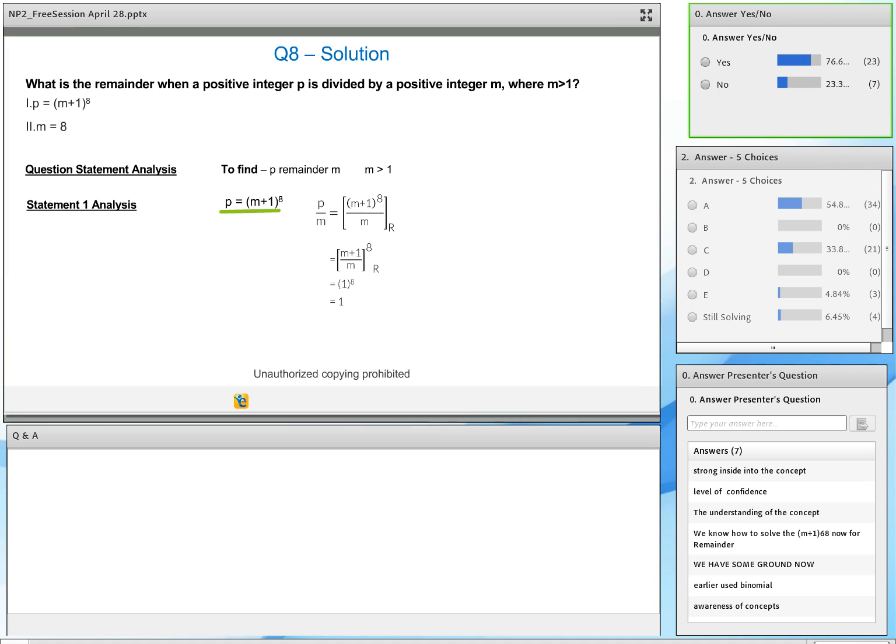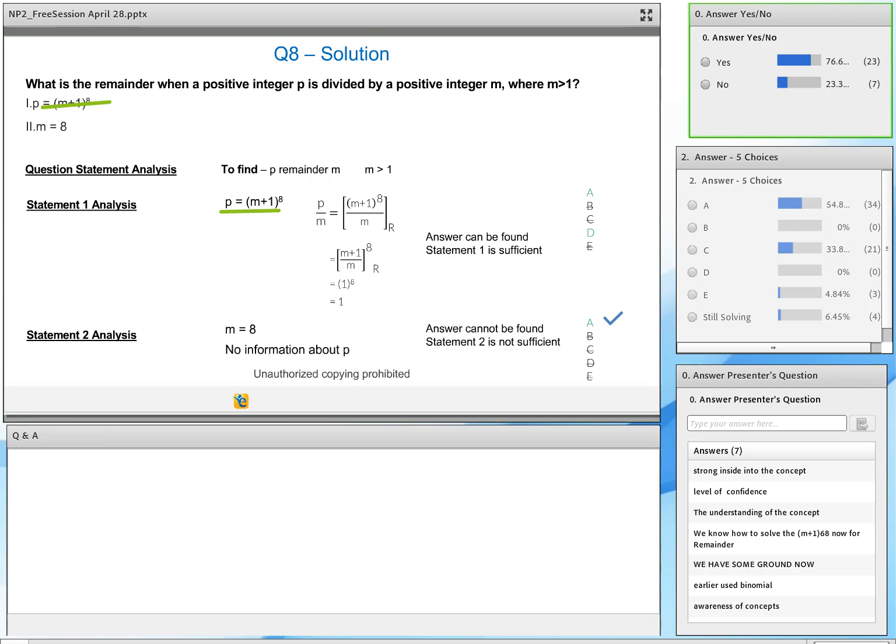Okay. Now let's take a look at statement 2. Statement 2 says m is equal to 8. Okay, but it gives me no information about what p is. Remember, when I'm analyzing statement 2, I should not keep statement 1 in mind when I'm analyzing just statement 2. So all statement 2 tells me is m is equal to 8. It does not give me any value for p. That's why the answer cannot be found with statement 2. So the correct answer over here is choice A.